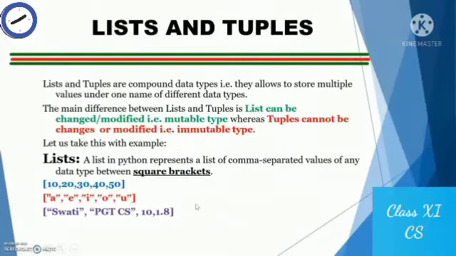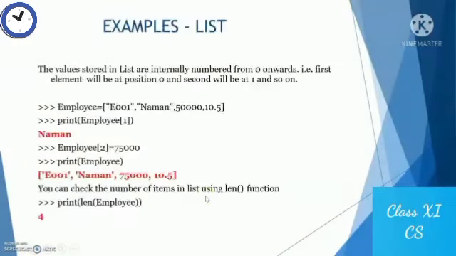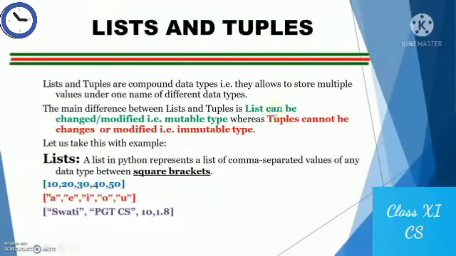List and tuples. List and tuples are compound data types. That is, they allow us to store multiple values of different data types under one name. A list is represented in square brackets but a tuple is represented in parentheses. Okay. The main difference between list and tuple is that a list can be changed or modified, that is a mutable type, whereas tuples cannot be changed or modified, that is an immutable type. Let us take this example.